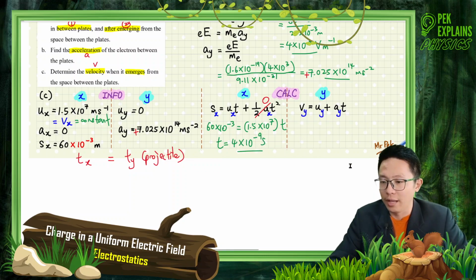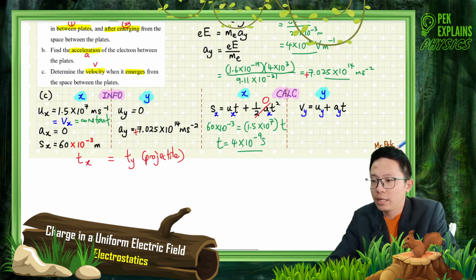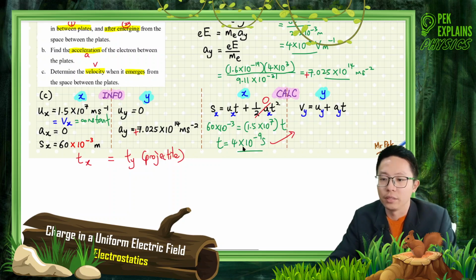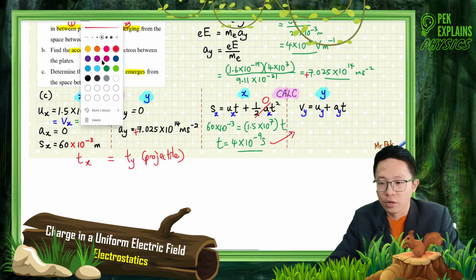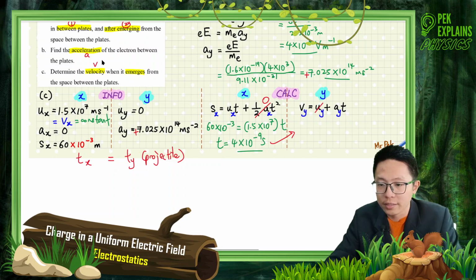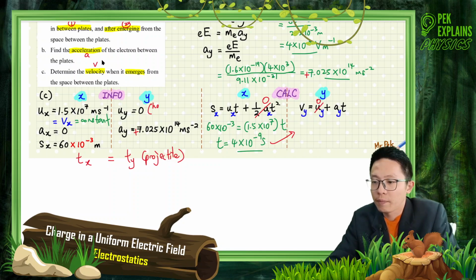That's the time. This time can be used in the y component to get the final Vy velocity. V equal to U plus AT, because I already have U, I already have A, I already have T. I want to find V. First of all, we know that Uy is 0 because it's a horizontal projectile, because it enters without angle.